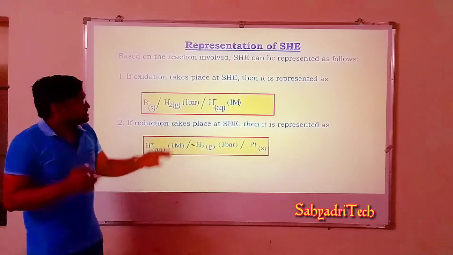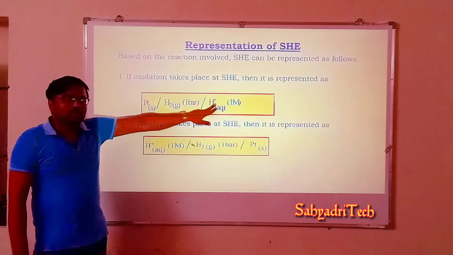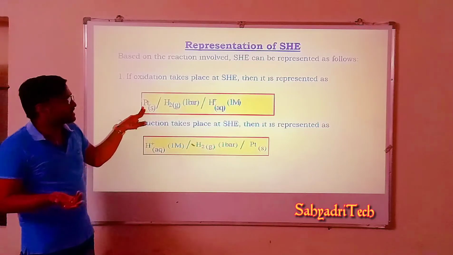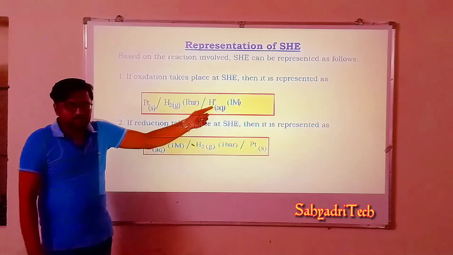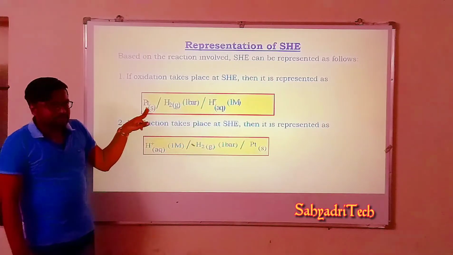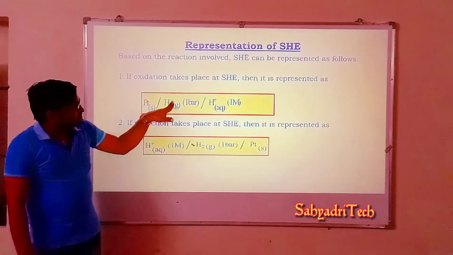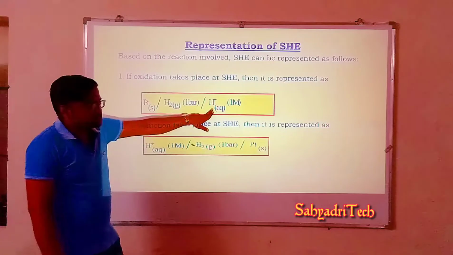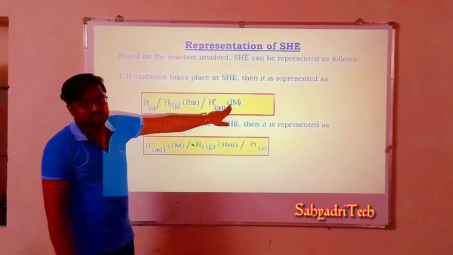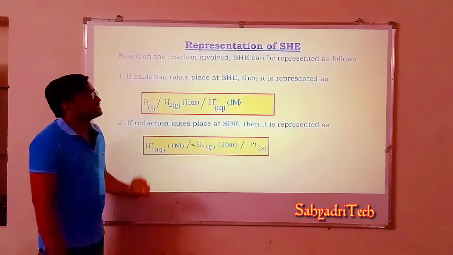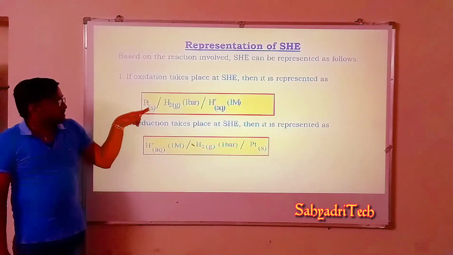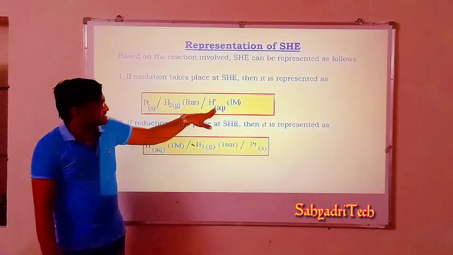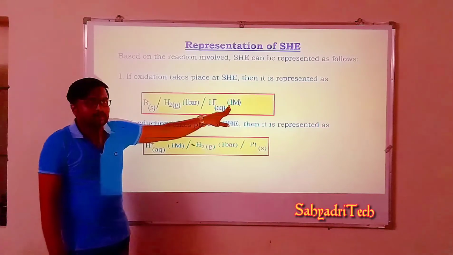Usually, the symbol of the element followed by the symbol of the ionic species. So here, on the surface of platinum, there will be equilibrium between hydrogen and H plus ions. Therefore, the symbol of platinum, slash, the symbol of hydrogen gas, that is H2 gas, within a bracket the pressure, we have to mention 1 bar, interface H plus ion aqueous, within a bracket concentration 1 molar. That is, if oxidation takes place, SHE can be represented as platinum, interface hydrogen gas, within a bracket 1 bar, or I can say 1 atmosphere, interface H plus ion aqueous, within a bracket 1 molar.